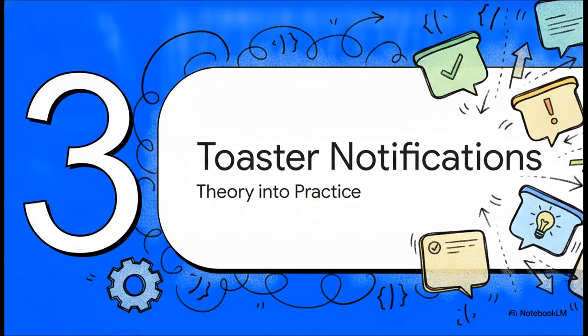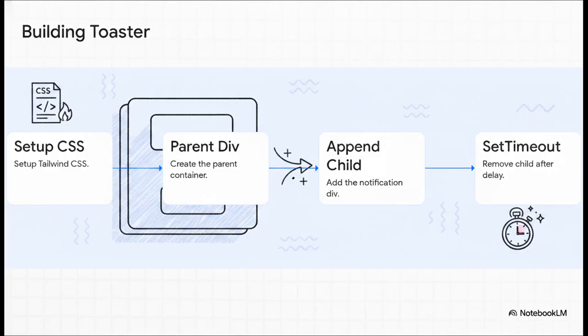Section 3, Building Toaster Notifications, Putting Theory into Practice. Let's actually put this theory into practice and build something. If we break down the DOM manipulation required for a toaster notification, it's pretty straightforward. We set up our styling, we're using Tailwind CSS here. We create a parent container div in our HTML. Then, dynamically using JavaScript, we create a new child div for the actual notification, append it to the parent, and finally, we use a simple setTimeout function to automatically remove that child after, say, 3 seconds.